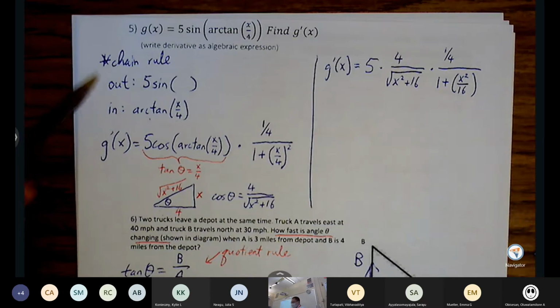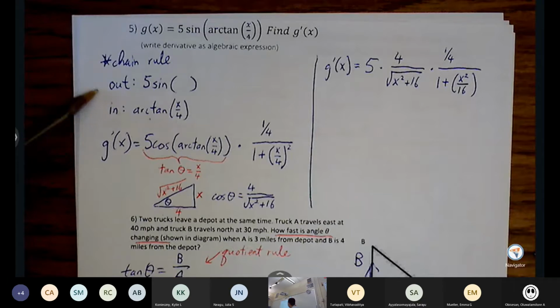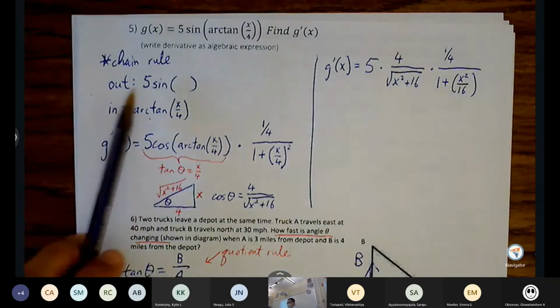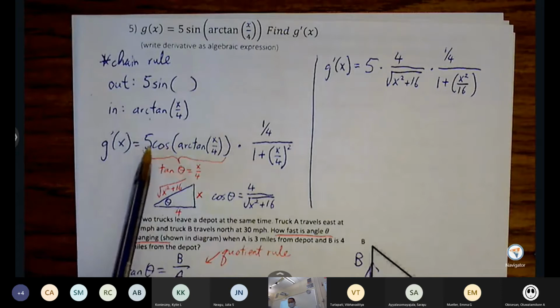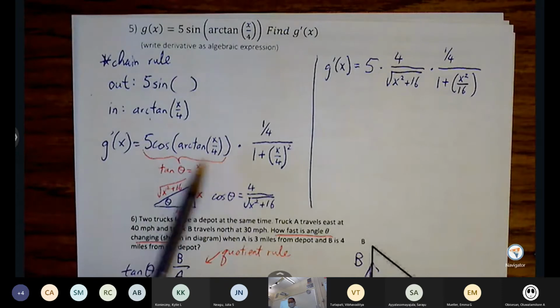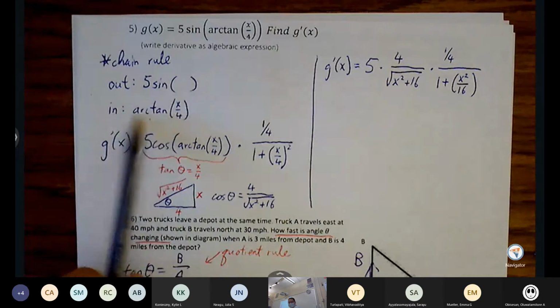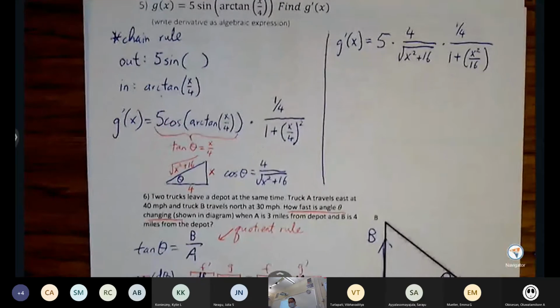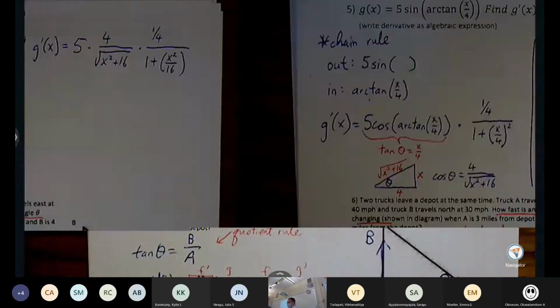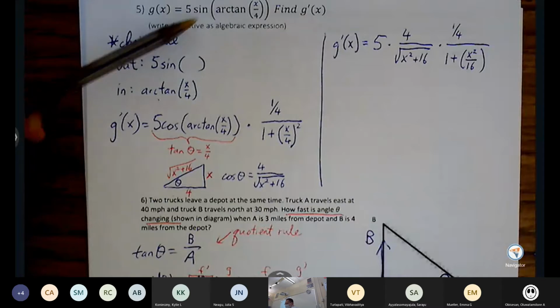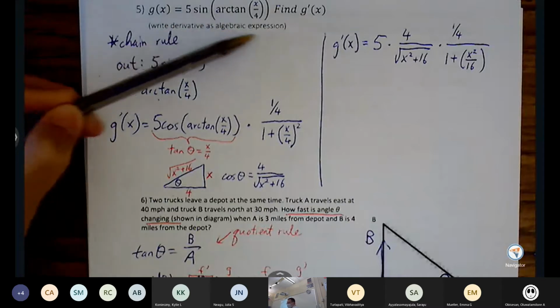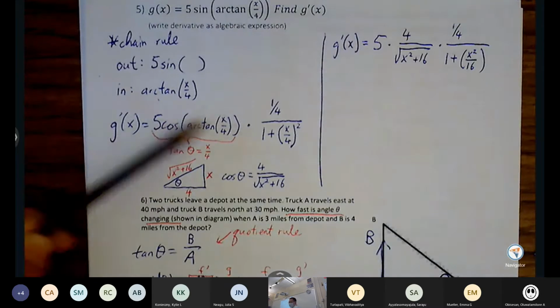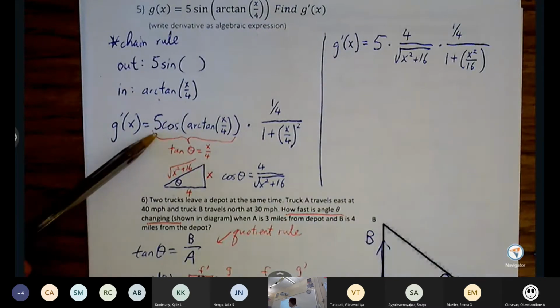Yeah, so this is chain rule here. Inside, outside, or outside, inside. Right? We take the outside's derivative first, so sine becomes cosine. We keep the inside, and then we multiply it by arctangent's derivative. So u prime over 1 plus u squared. But here it says write the derivative as an algebraic expression, so that means no trig. So we want to get this out of a trig form.